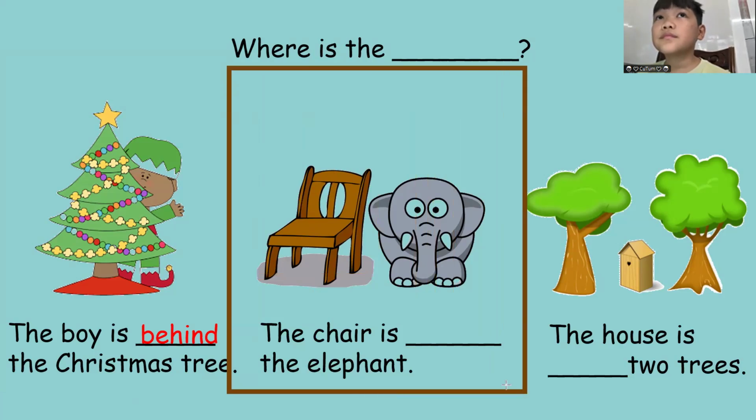Okay, now look. Where is the chair? The chair is near the elephant. Very good. Okay, so look. If we say next to, that means it is beside something. But when we say near, that means close to something. All right? Oh, wait a minute. Next to.